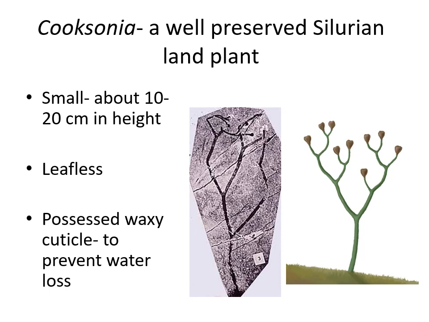One of the first well-preserved definitive land plants that we have in the fossil record is from the Silurian, and this is a fossil known as Cooksonia. They're pretty small, only about 10 to 20 centimeters high. They didn't have leaves, but the entire structure of the plant was covered in what we call a waxy cuticle.